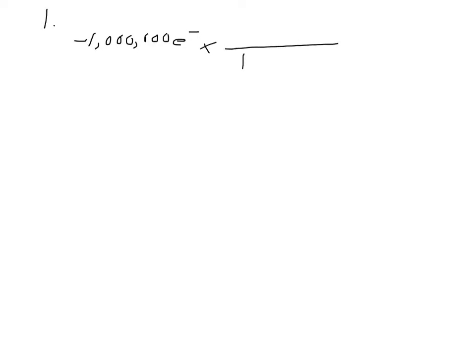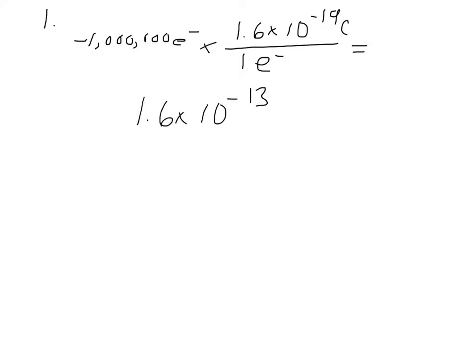So we know that 1 electron is equal to 1.6 times 10 to the negative 19th coulombs. When we do that math for number 1, we should get the charge on the ball is 1.6 times 10 to the negative 13th coulombs. So that's problem number 1.